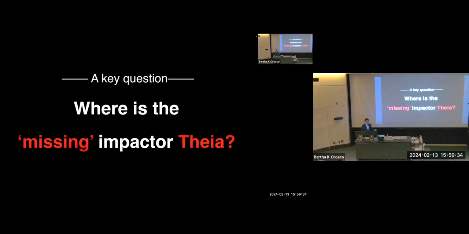We don't find the remnant of Theia in the asteroid belt or in the meteorite group. So then where is it? I was wondering, we don't find it at the surface or in the other parts of the solar system. Could it be in the interior of the Earth?